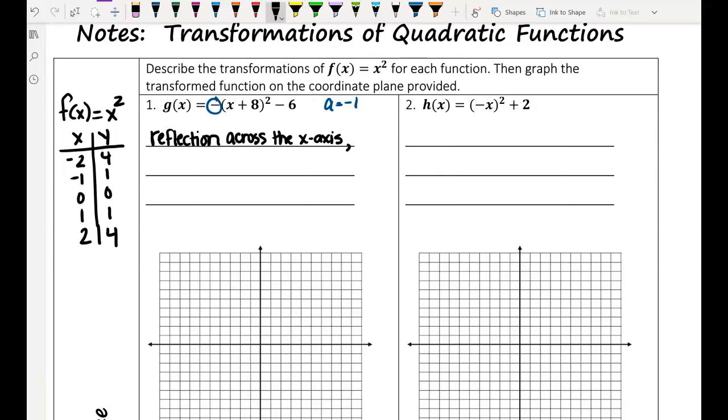So we know this is opening downward because of that. Now we have to look at the other values. What does the +8 tell me? Is that a horizontal shift or a vertical shift if it's inside the parentheses? It's a horizontal shift.